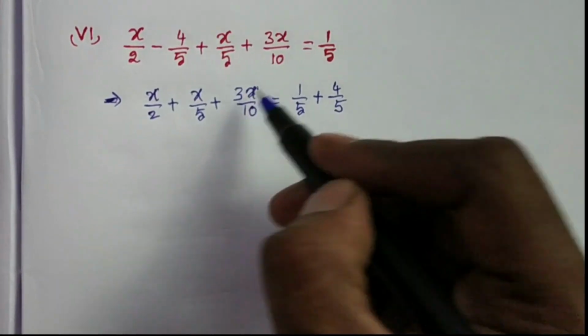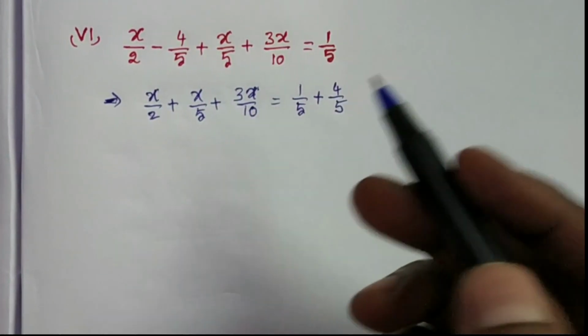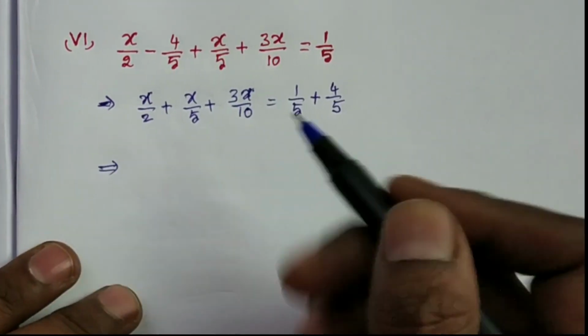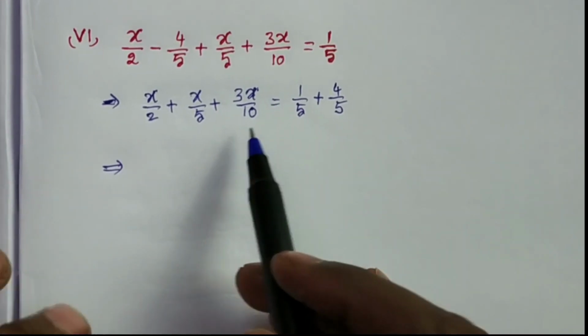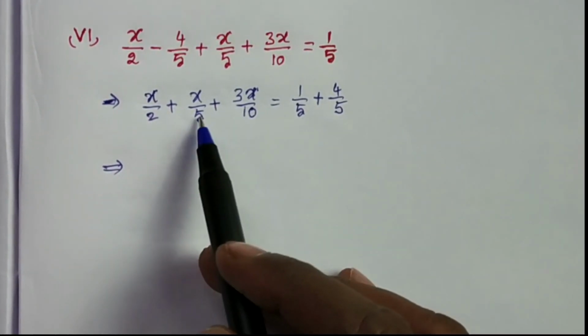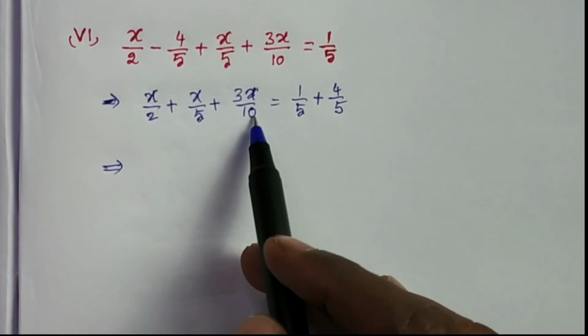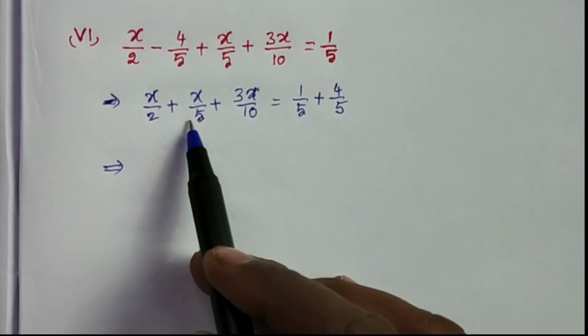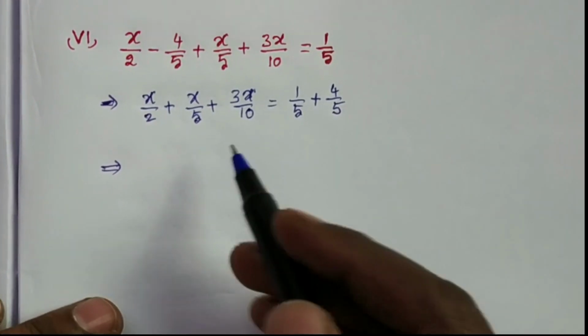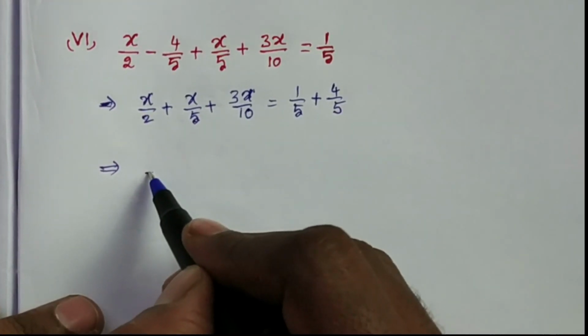To get the answer easily, send the numerical term to that side. Next, observe the denominators to find the LCM. 2 is a factor of 10 and 5 also divides 10. So 2 is a factor of 10, 5 is a factor of 10, and 10 is a factor of 10. So among all the numbers, 10 is the largest number.